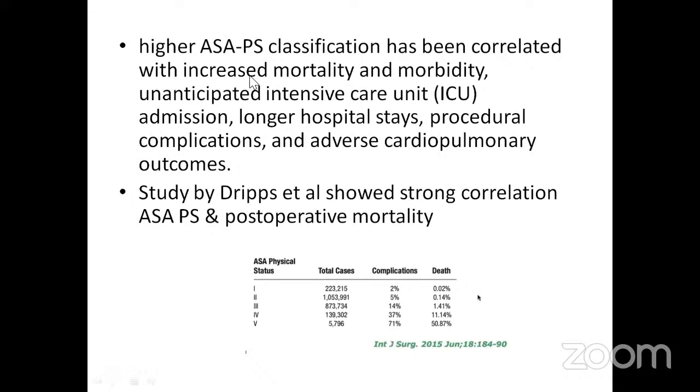The higher ASA physical status has been correlated with increased mortality and morbidity, unanticipated ICU admissions, longer hospital stays, procedure complications, and adverse cardiopulmonary outcomes. A study by Rips et al. showed stronger correlation between ASA physical status and postoperative mortality, where we can see 4 and 5 having higher mortalities like 7, 11, and 50, and 1 to 3 having lower mortality rates like 0.2%, 1.14%, and 1.41%.